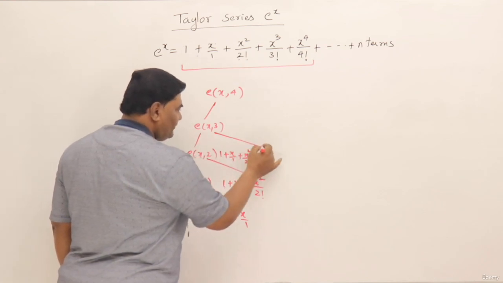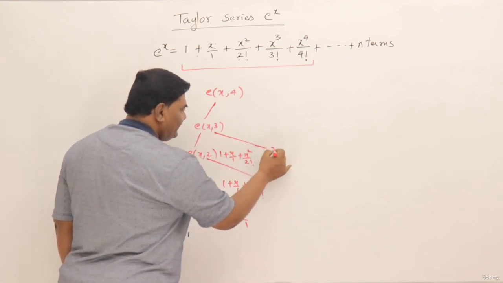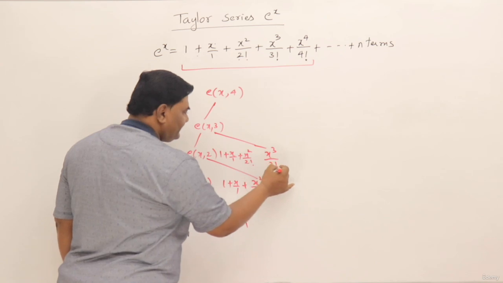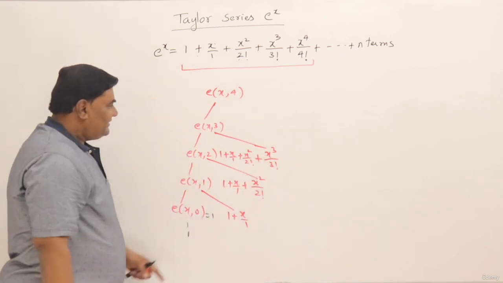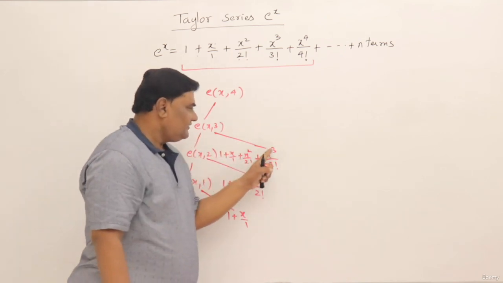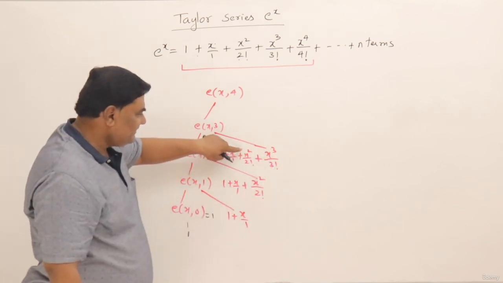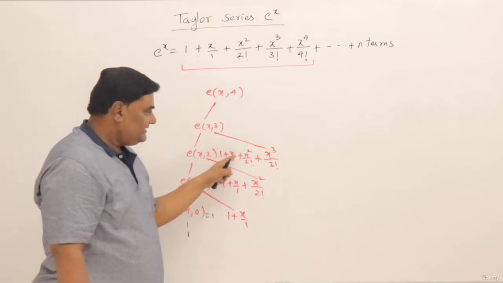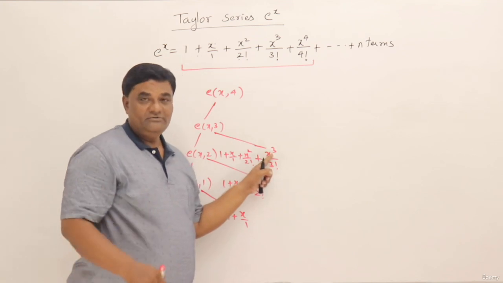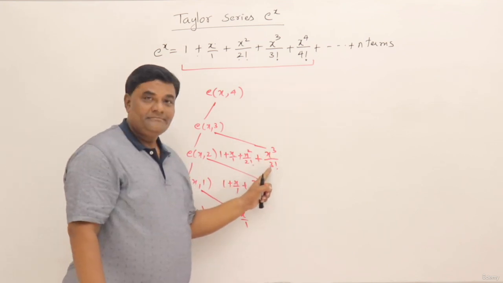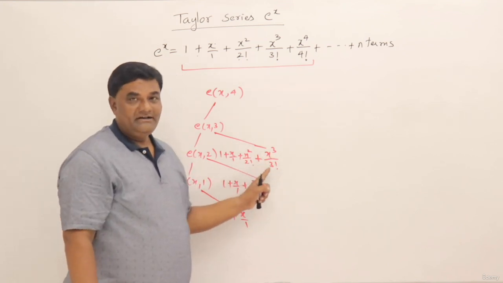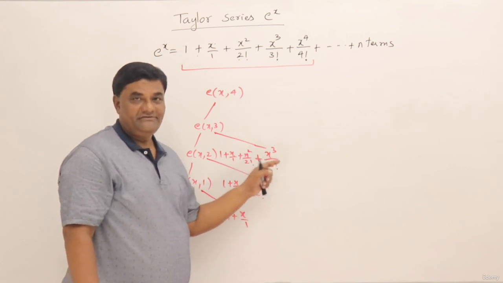Now for this function call, it should be plus x cube by 3 factorial. So in this function call, it should become x cube. For making it x cube, I need this x square, so I multiply it by x and obtain x cube. Then I need 3 factorial from 2 factorial, so I multiply it by 3, so it becomes 3 factorial.